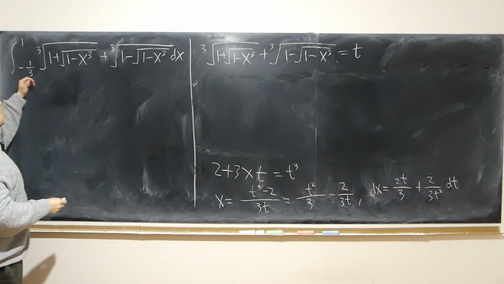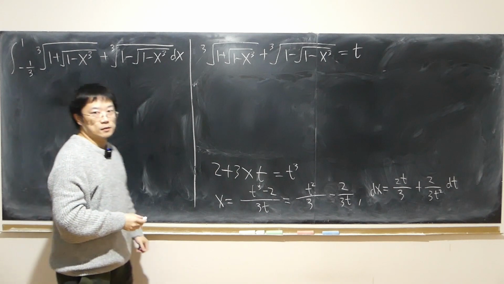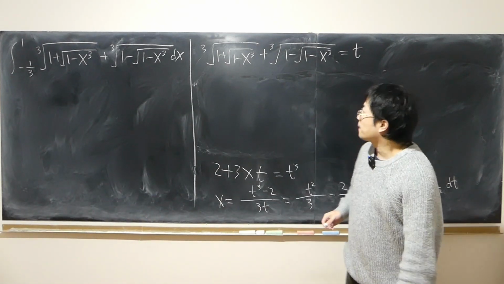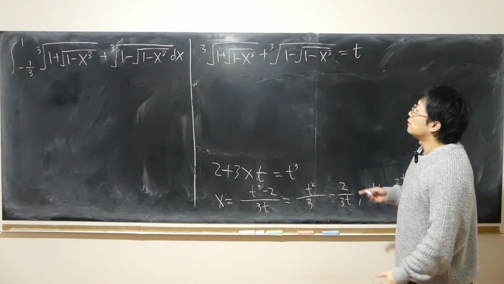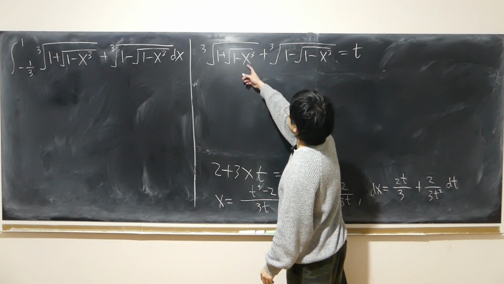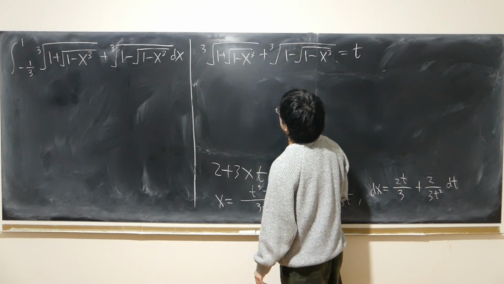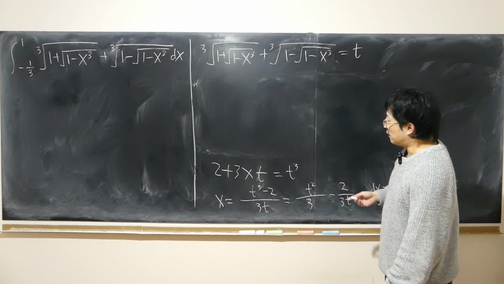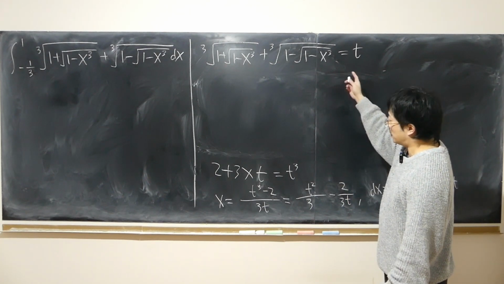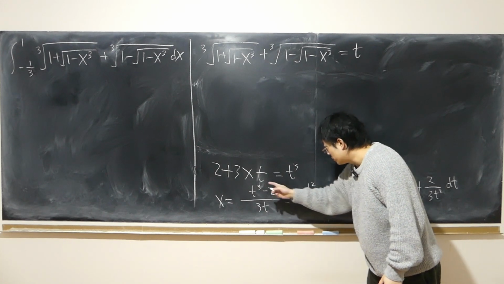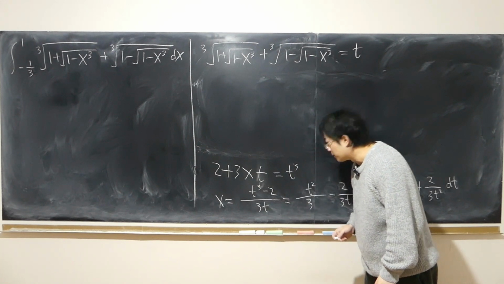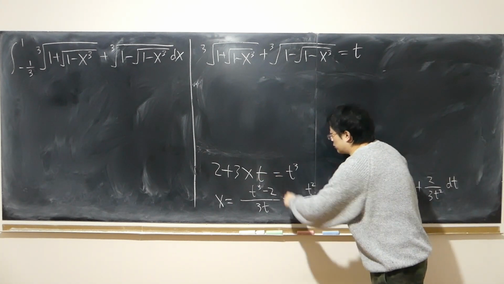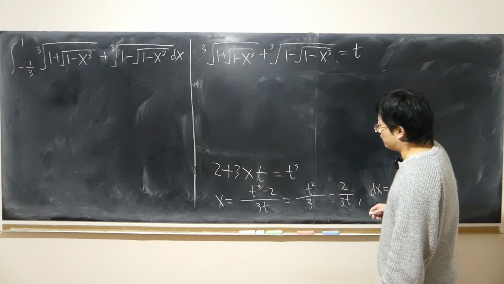So when x is equal to negative a third, what does t equal to? If we just straight away plug into here and here, it's hard for us to calculate. So instead, like I said, after I cube both sides I get this expression. We start from here. That's a good idea.